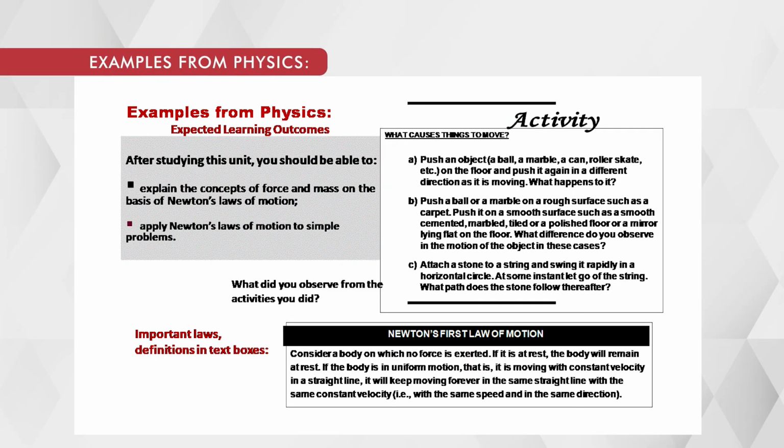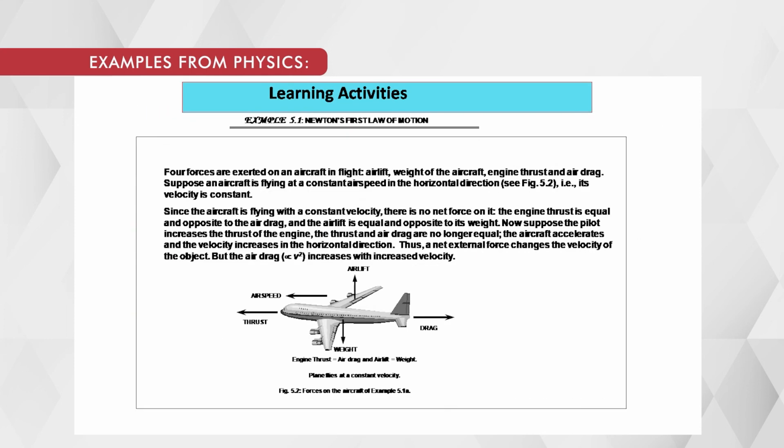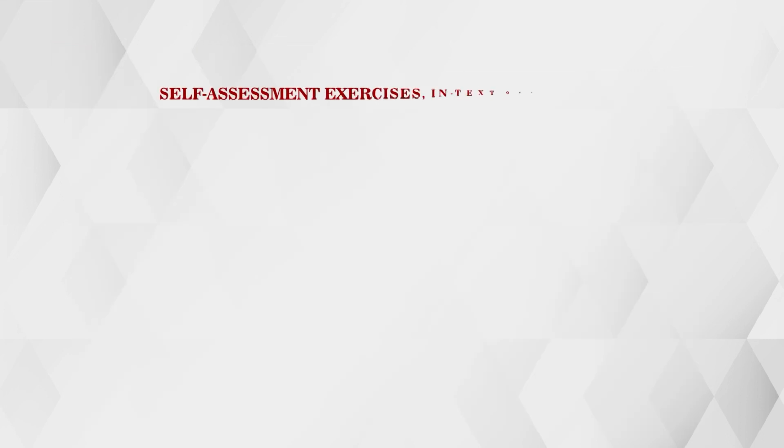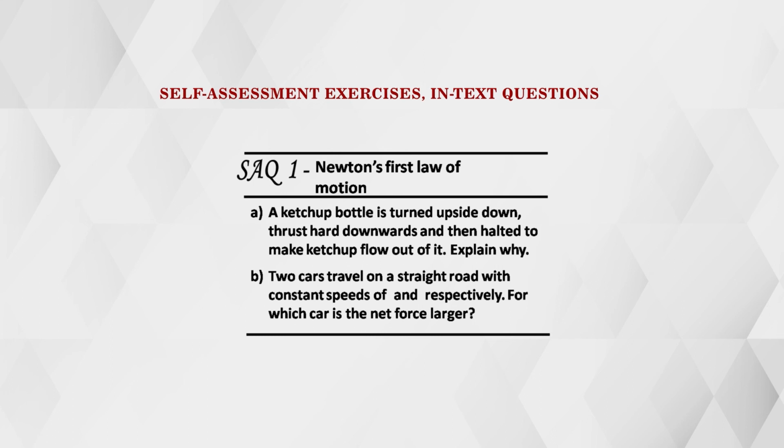On the left-hand side, top box, you will see that these two learning outcomes have been defined. Based on that, the important laws and definitions are given in boxes. The box below, Newton's first law of motion, led to the design of an activity A, B, C, what causes things to move. So here is a linkage between learning outcomes, the definition and conceptual clarification, linked to an activity, leading to further activities and examples on Newton's law of motion, and giving a self-assessment question within the text.